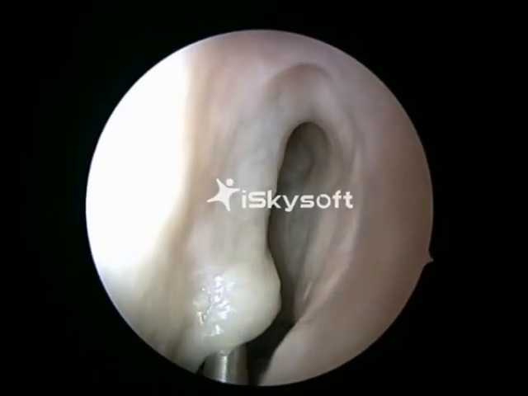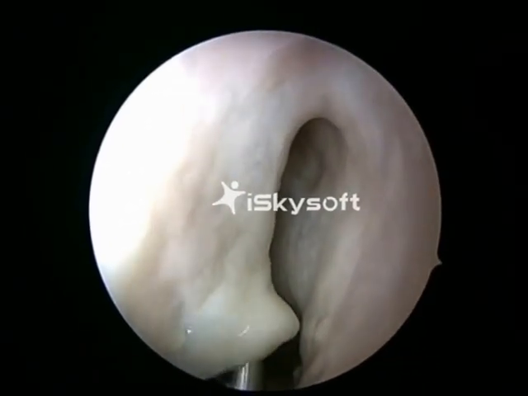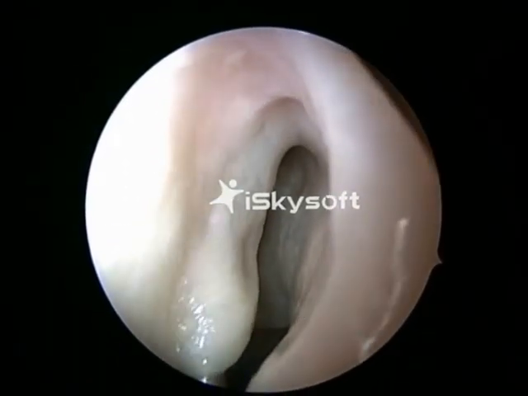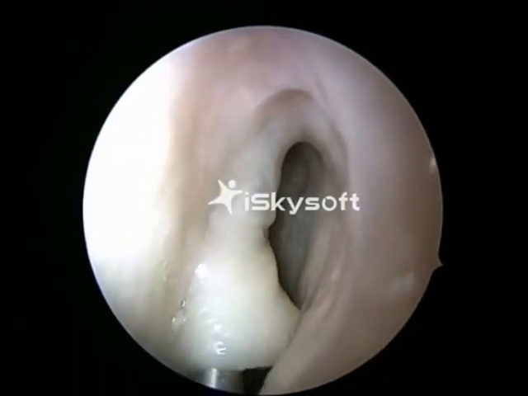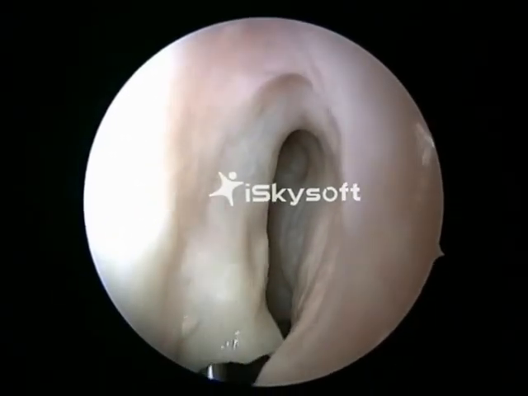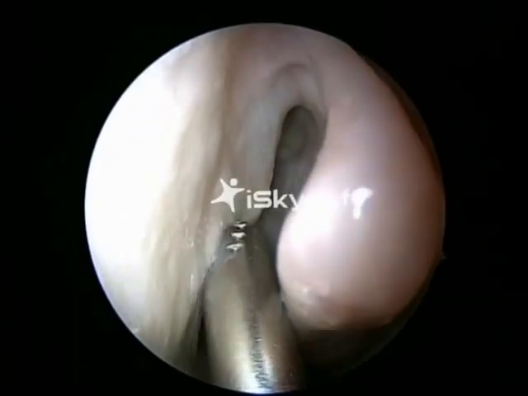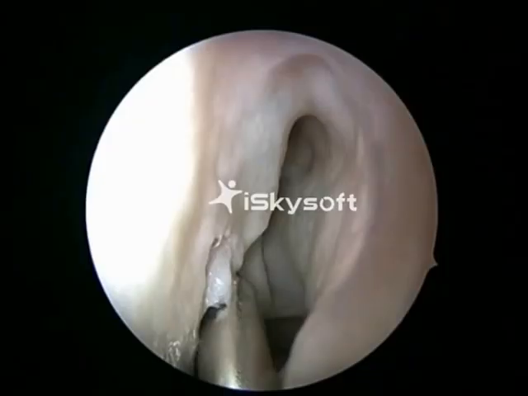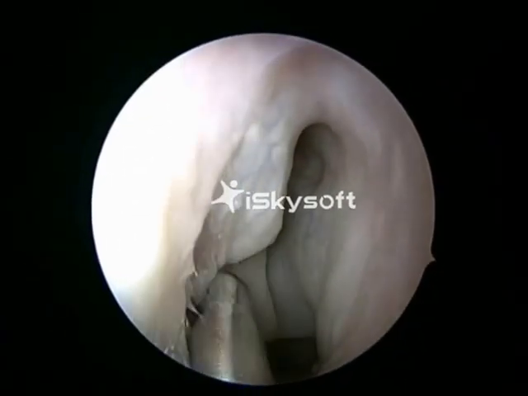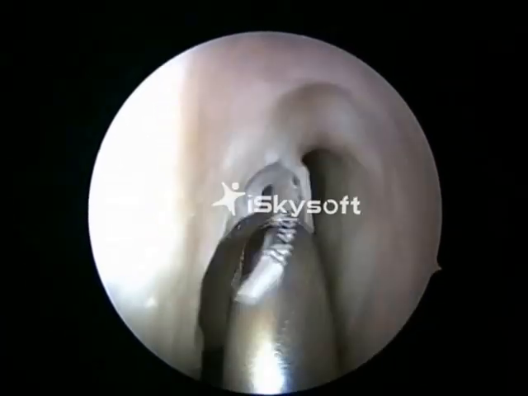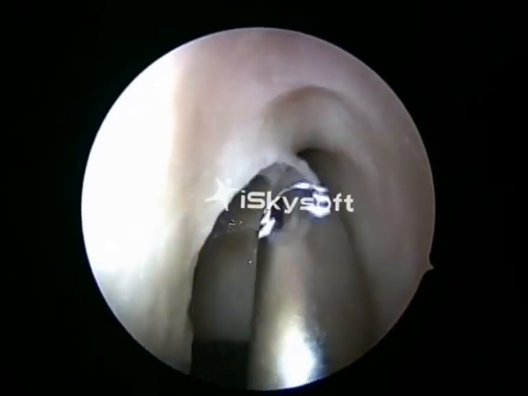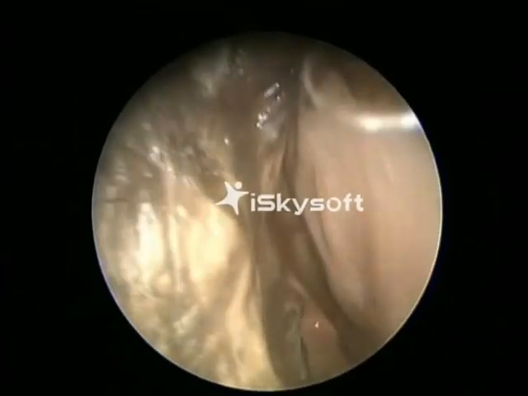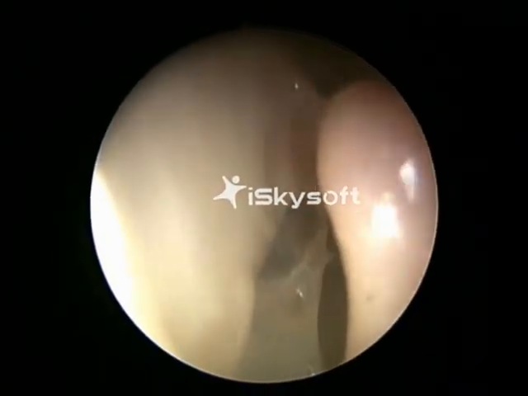Now we go for the upper border of the uncinate process. We use a ball probe and we tease the uncinate process and we debride away using a microdebrider. It is not advisable to shear the upper border of the uncinate process because we need to see the superior attachment of the uncinate process, and that will give us an idea of the drainage pathway of the frontal sinus.